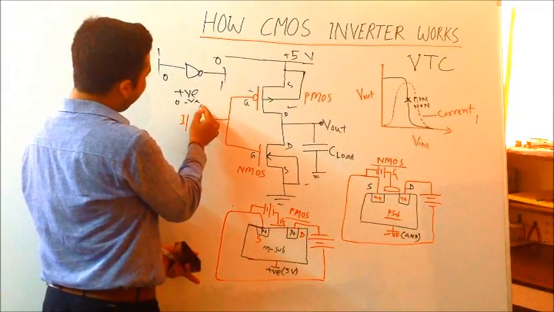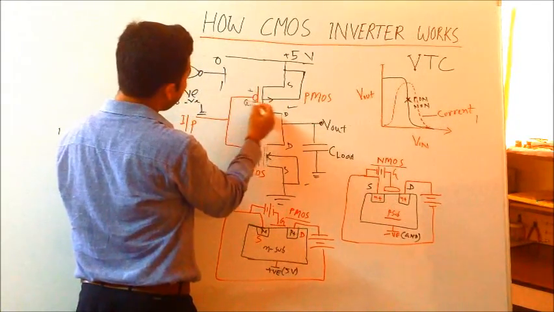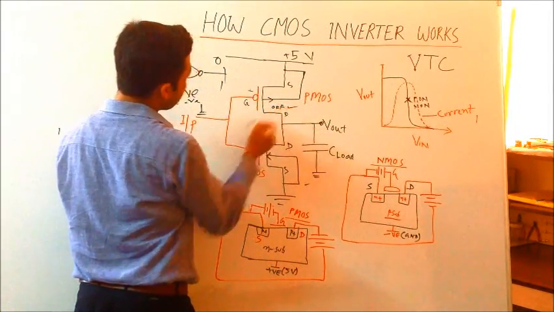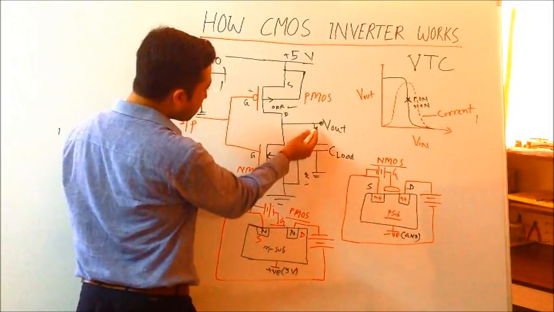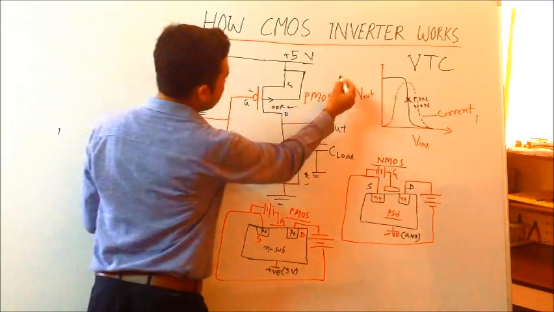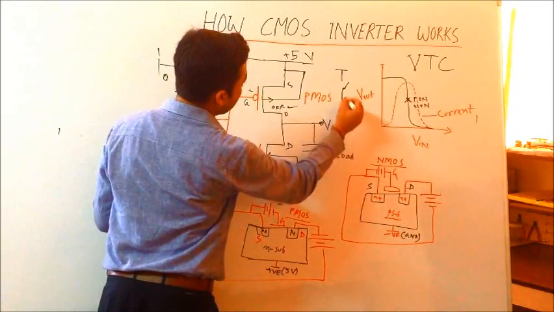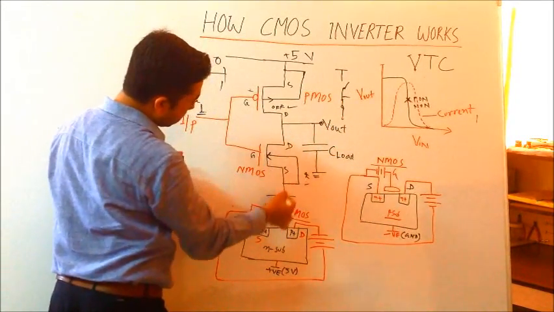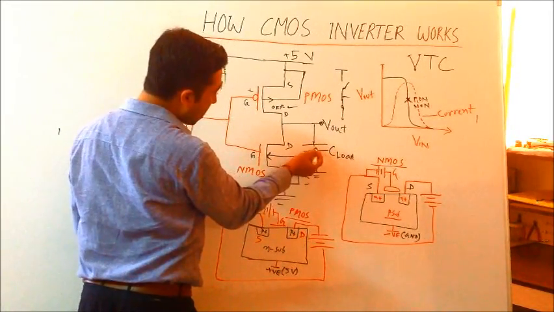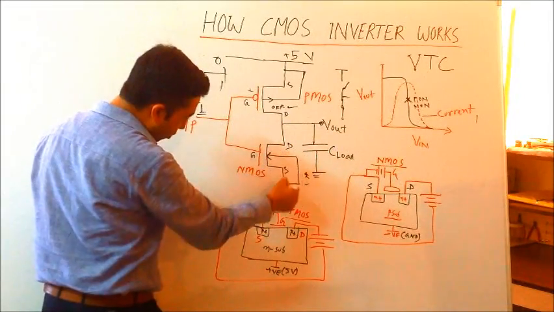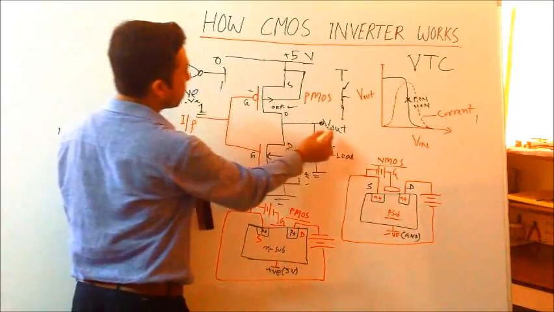So if you apply 1, then what happens? This transistor is going to be off, and this transistor is going to be on. Then the output is somehow connected to the ground, and whatever charge is stored on the parasitic load capacitor discharges through this NMOS transistor. At that time, output equals 0. That means if you apply 1, output is equal to 0.